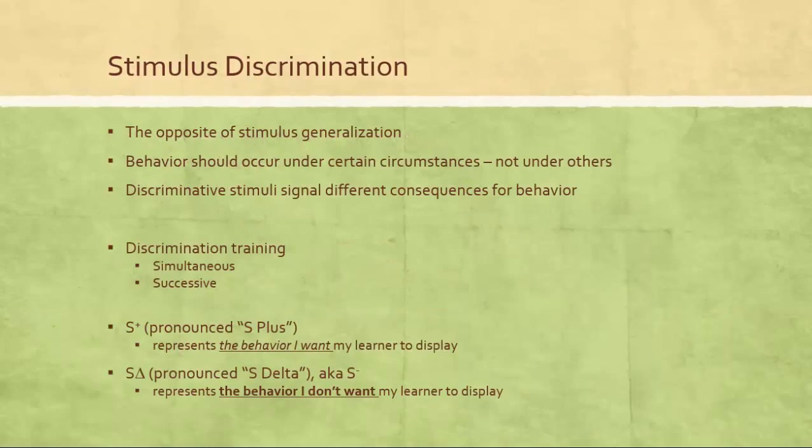Then I would continue to get more specific. Of course, I don't have a kid, and he or she does not know how to type, so find a better example for yourself. Remember the signals that told an animal when it would be reinforced or shocked? Those are discriminative stimuli that signal different consequences for behavior.